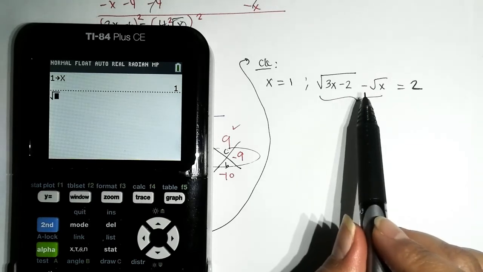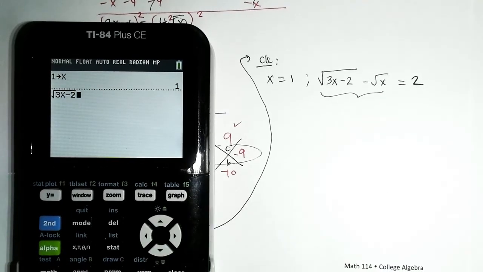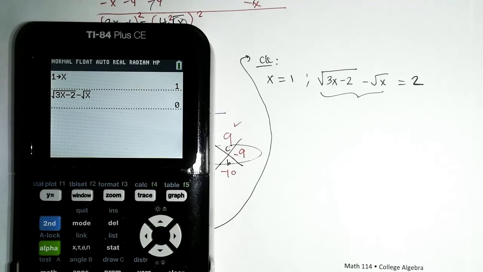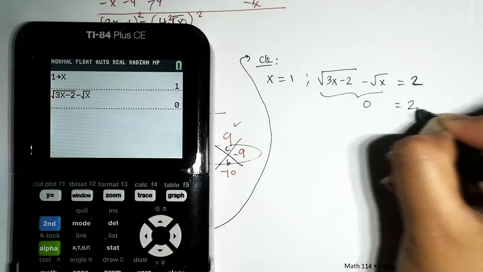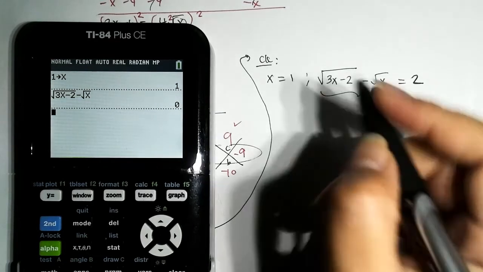So we have square root of 3x minus 2, get out of the radical, minus second square root, x. Cool. And then we'll go ahead and put equals, and according to the calculator, the left side simplifies to 0, and the right side there's nothing to punch in. So the question is, does 0 equal 2? Of course not. 0 does not equal 2.